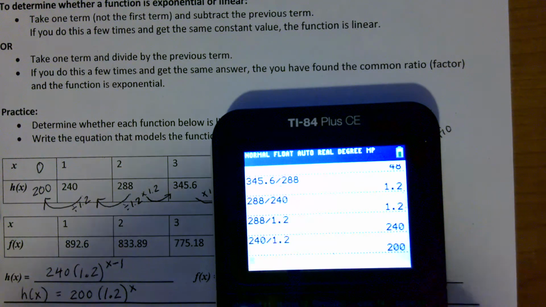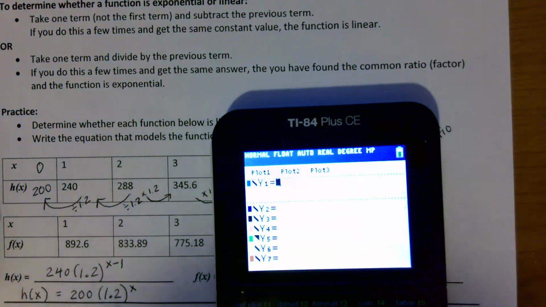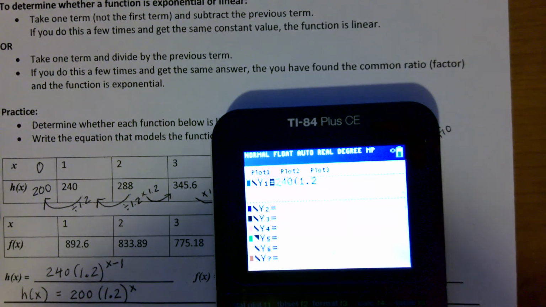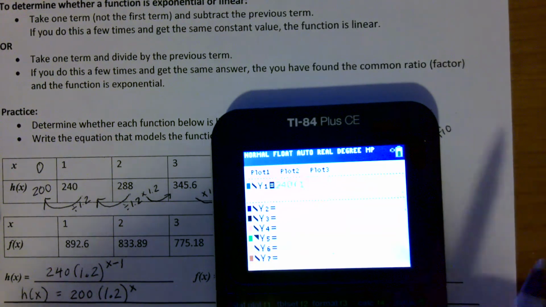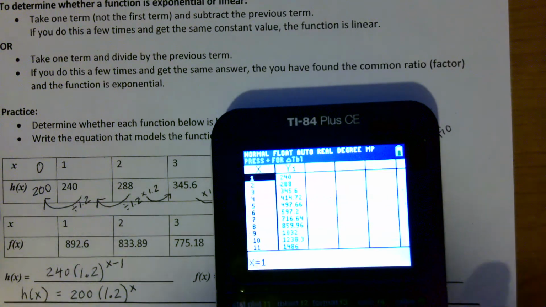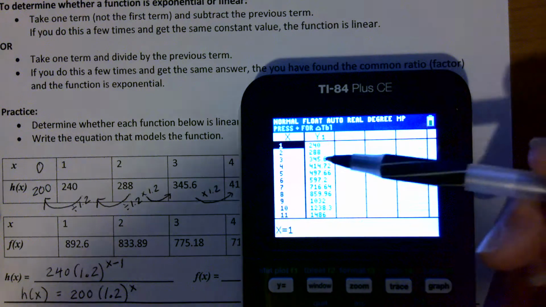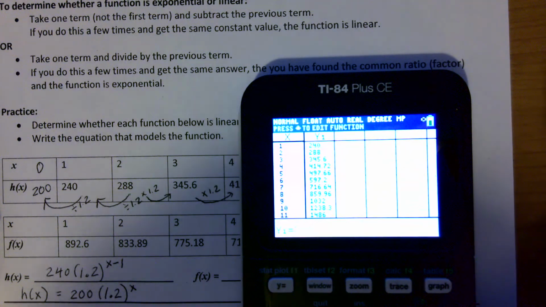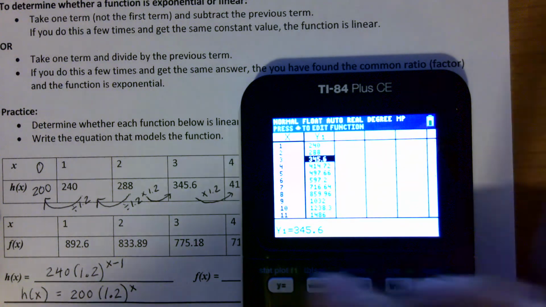that I can create on my calculator. So I go to y equals. I'm going to type in my first formula, 240 times 1.2 to the x minus 1. And I go to my table of values, second graph. And sure enough, the first term is 240, second one is 288, and so on.